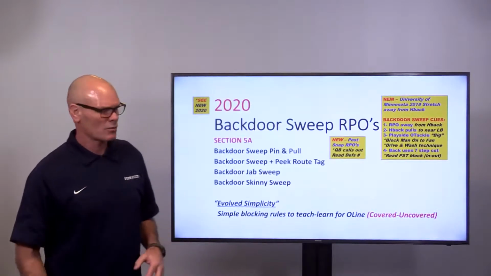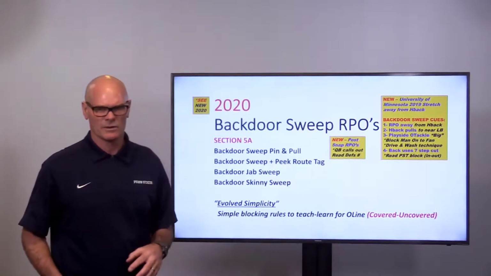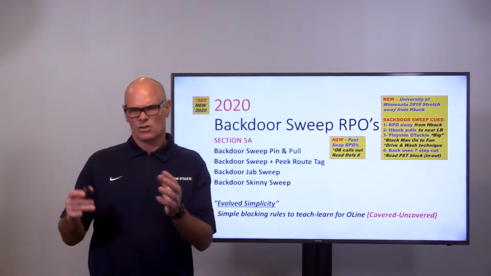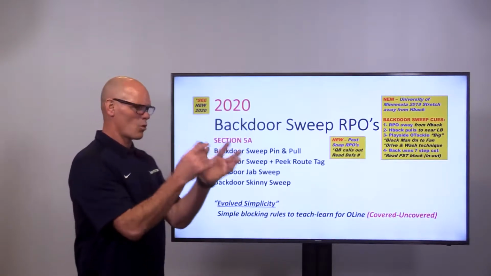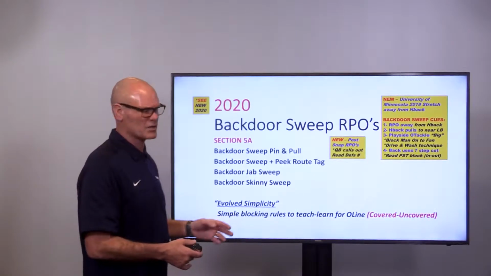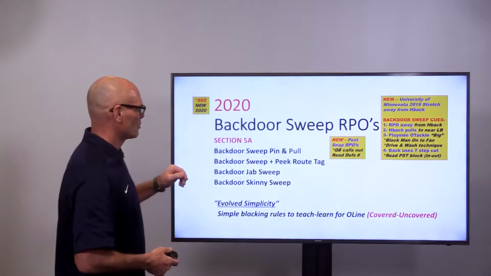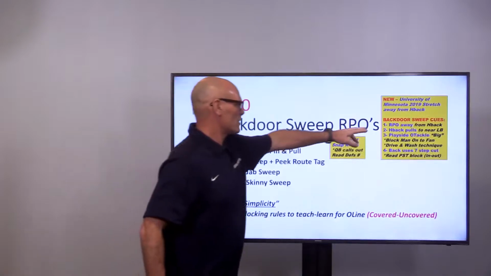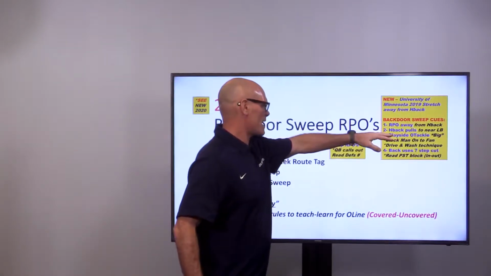Hi, Paul Hefty here. I want to talk now about our backdoor sweep. Just like power sweep, when we call it, it normally goes towards our H. When we want to run this as a complement so we're balanced away from the H, we just call it a backdoor sweep. What that says now is the RPO is being run away from the H-back.